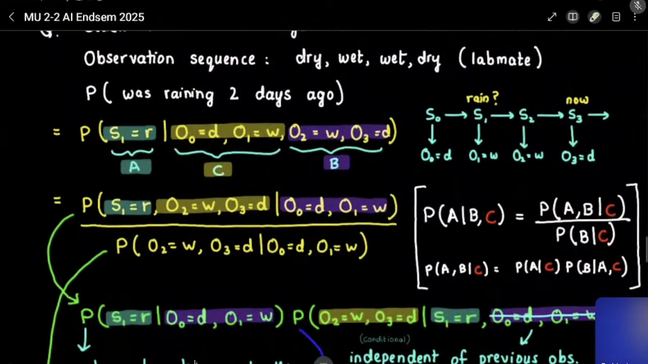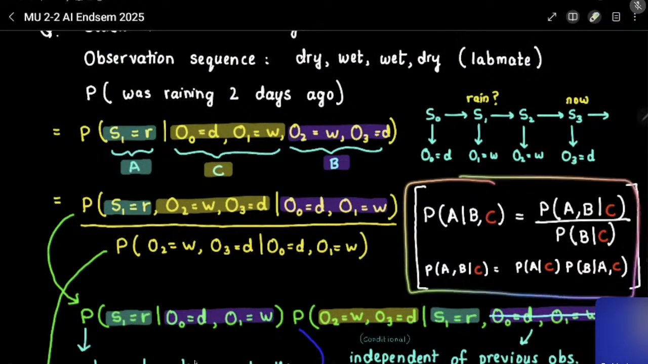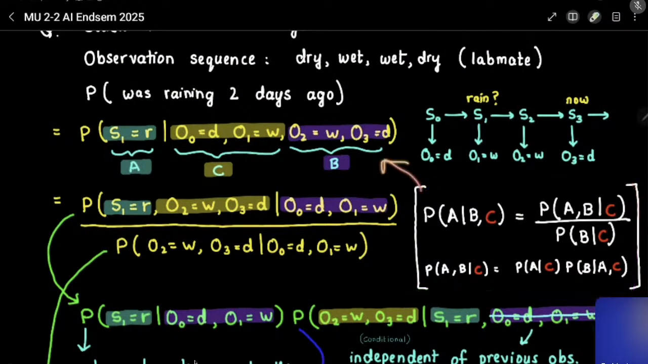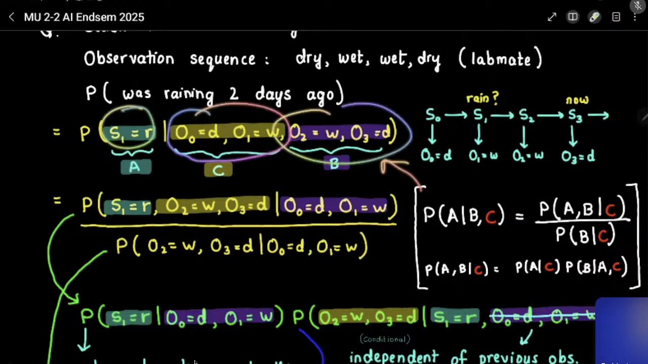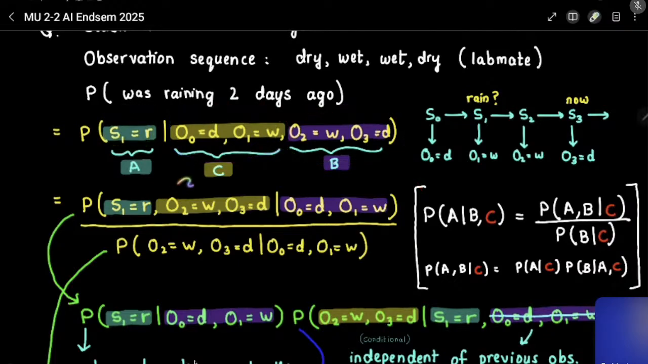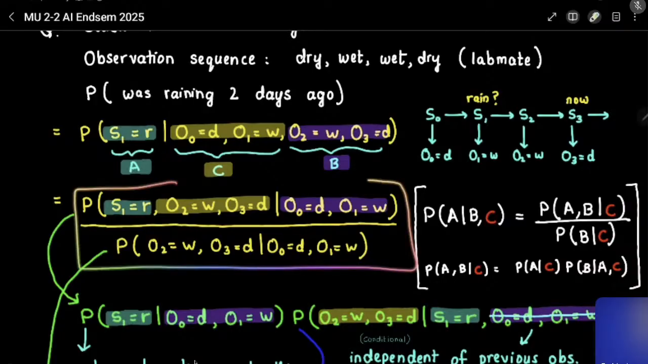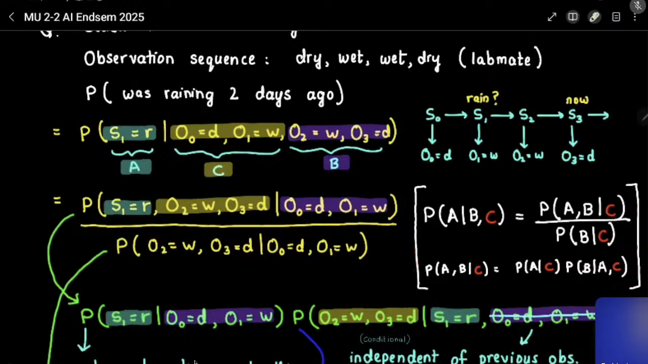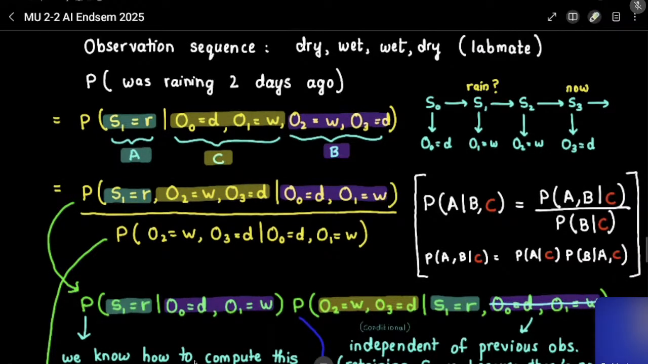So I'll be using these rules to simplify this one. So consider this as A, this as C, this as B. So if I apply the formula, I will get this one. Feel free to pause the video if it is getting fast or whatever, or feel free to use 2x if you think it's getting slow. So now we'll look at the numerator and denominator separately.